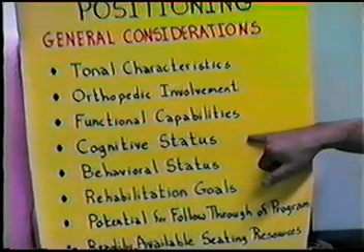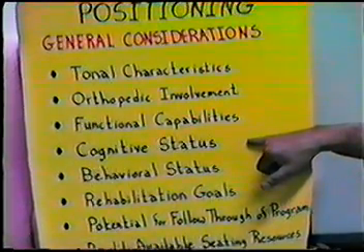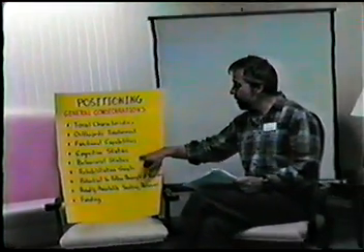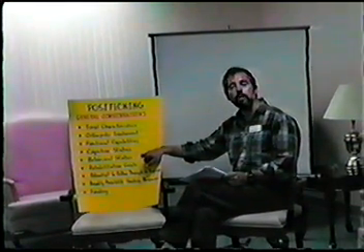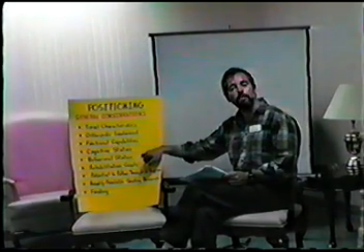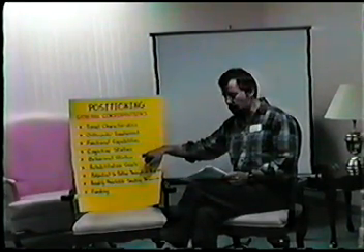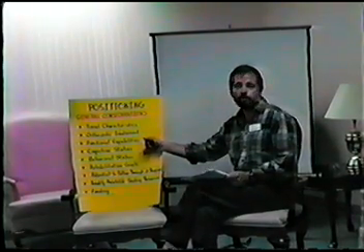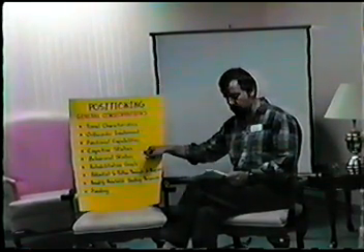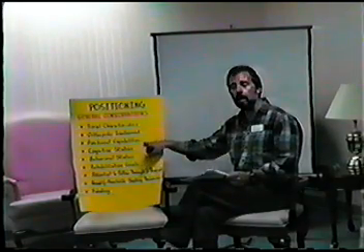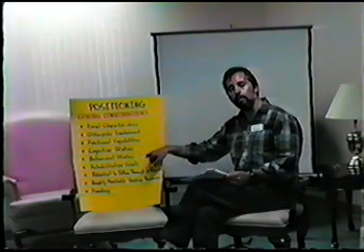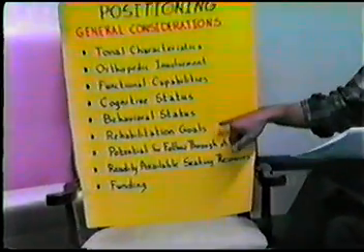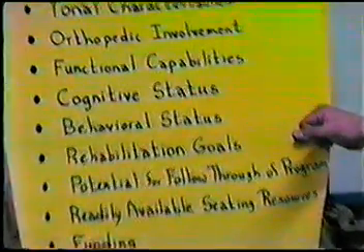Again, can they understand directions? Can they shift weight? Can they transfer? Can they propel the chair? Are they going to be a behavioral problem? Are you going to need a special kind of seat belt so that they cannot take it off? Are you going to need any kind of lap tray so that they can perform self-feeding or any kind of other functional tasks? All these things you take into consideration when you're thinking about what you're going to provide for that patient.